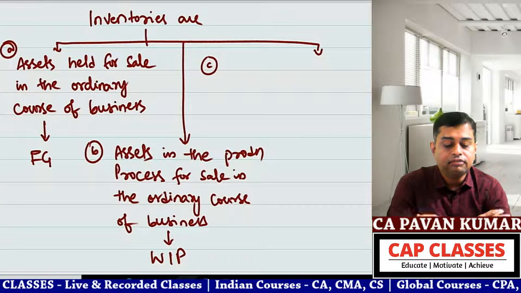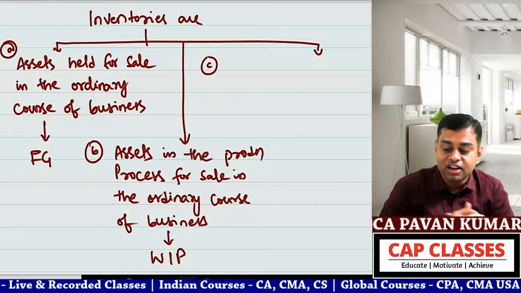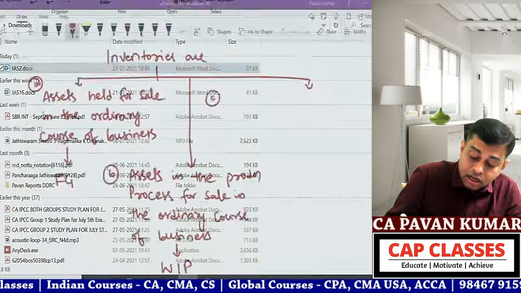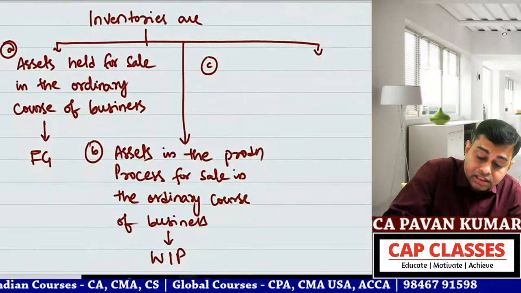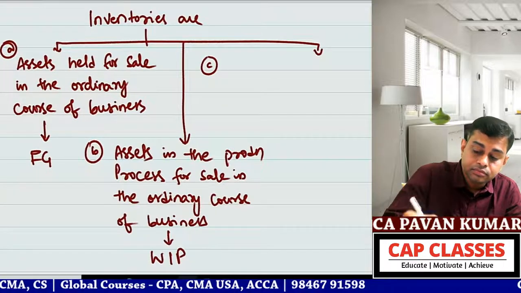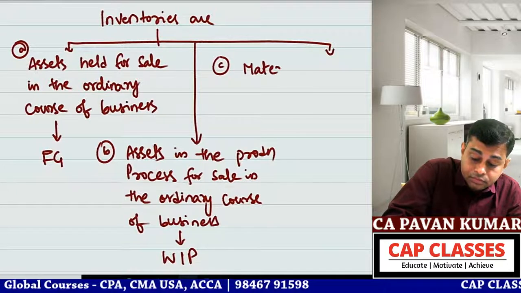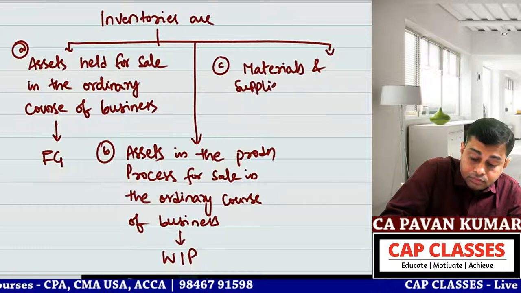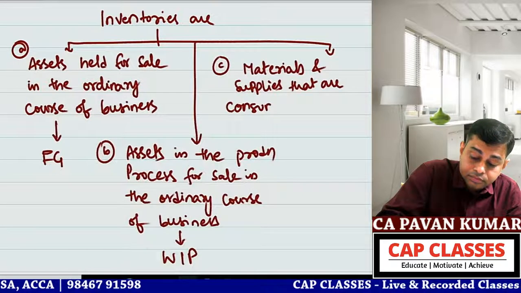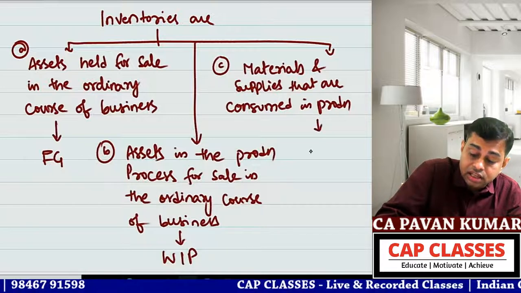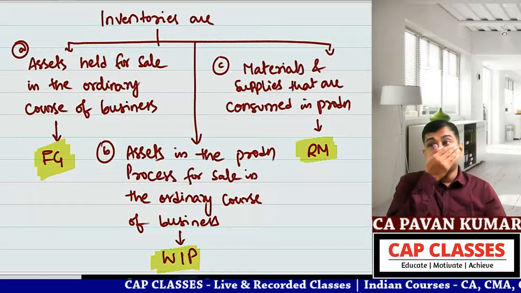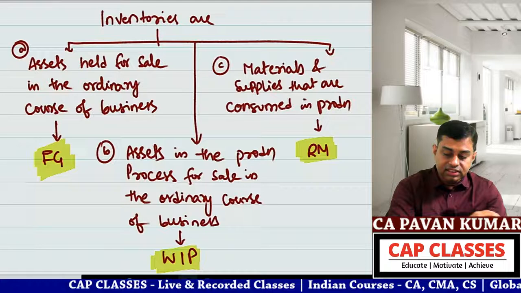Any guess what is C? Finished goods is over, work in progress is over, then obviously the third one is raw material. C: materials and supplies that are consumed in production. These are raw materials. So basically you have three categories: raw material, work in progress, finished goods. This is inventory.